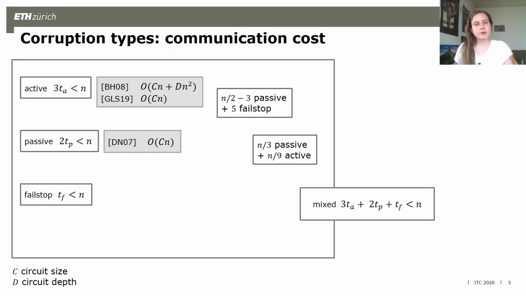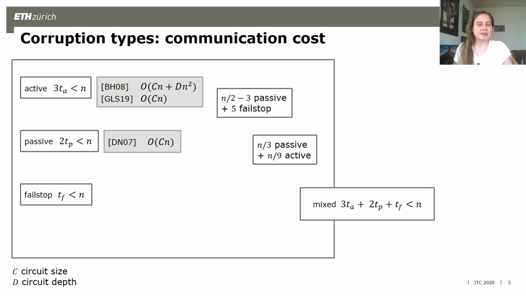So in the literature, we have pretty efficient protocols for the pure settings. In particular, for the active setting, we have this linear protocol by Damgård and Nielsen. For the passive setting, we have this first protocol, which is almost linear because it has this additional term d n squared. And the term was removed last year by Goyal et al.